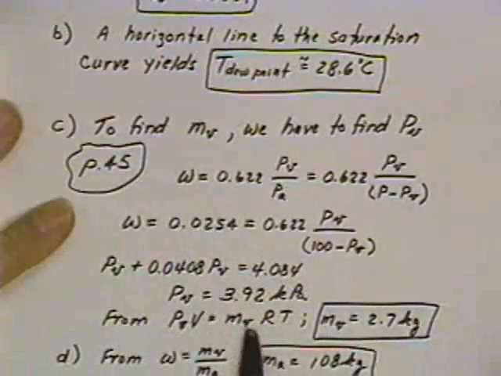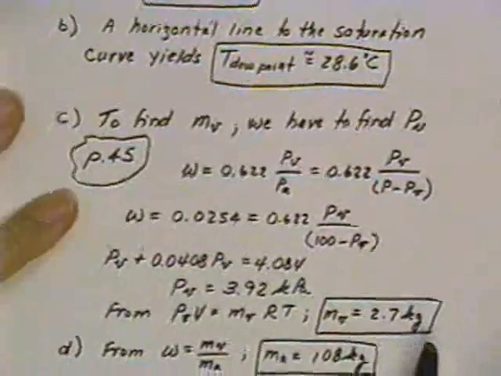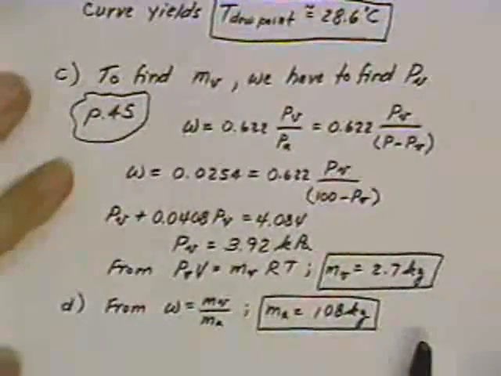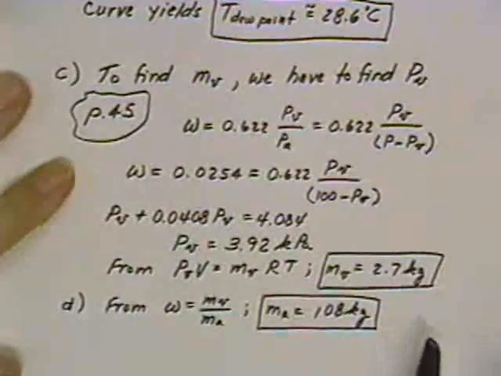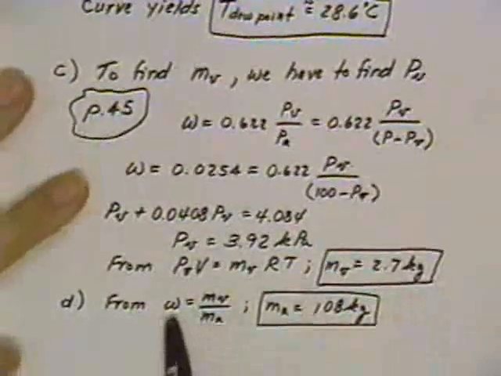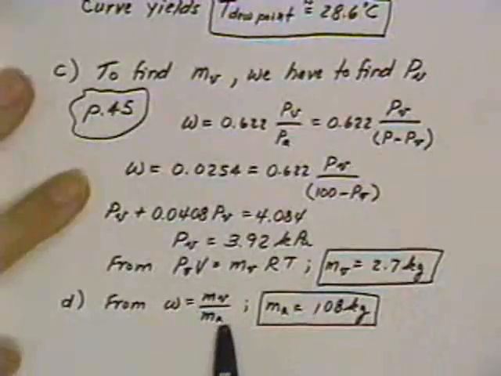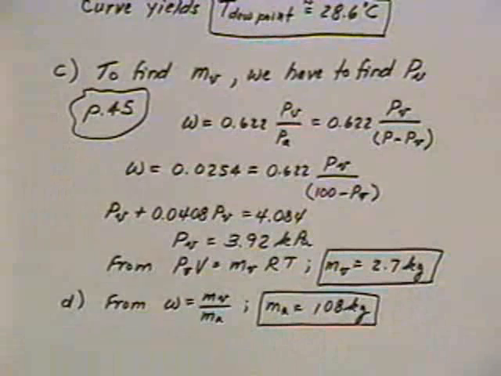You calculate the mass of the vapor then from PV is equal to MRT, and you end up with the mass of the vapor is 2.7 kilograms. I think that's real close to, I think we got 2.72 kilograms before. And then if you use the humidity ratio, omega is the mass of vapor over the mass of air, then you calculate the mass of air to be about 108 kilograms. So it's obviously a little faster to work these problems out on the psychometric chart.